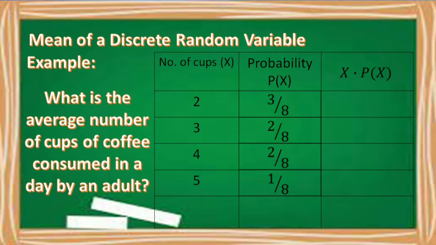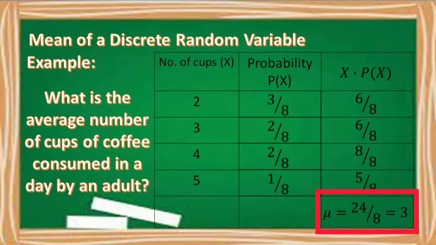Another example. What is the average number of cups of coffee consumed in a day by an adult? So just get the products of the number of cups with their corresponding probabilities. So 2 times 3 over 8 is 6 over 8. 3 times 2 over 8 is 6 over 8. 4 times 2 over 8 is 8 over 8. And 5 times 1 over 8 is 5 over 8. Then just add all the products. 6 over 8 plus 6 over 8 plus 8 over 8 plus 5 over 8 is 24 over 8, or 3. Therefore, our mean is 3.